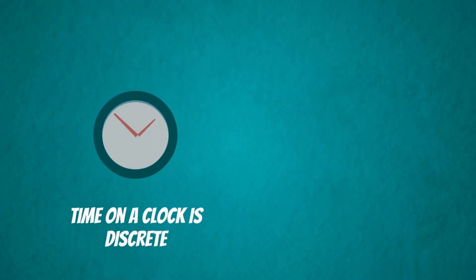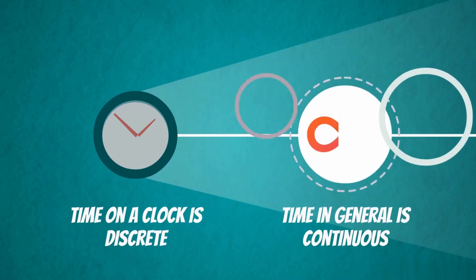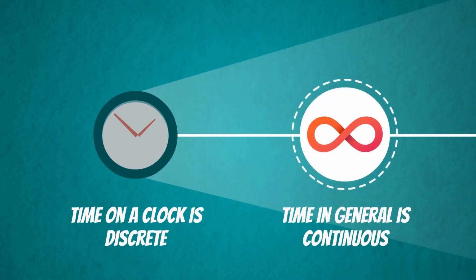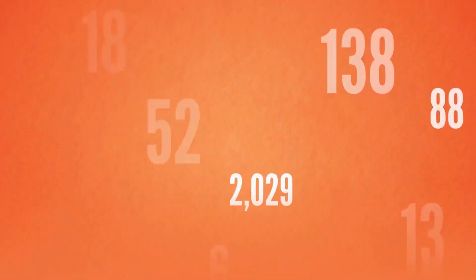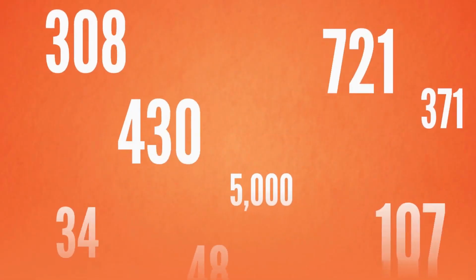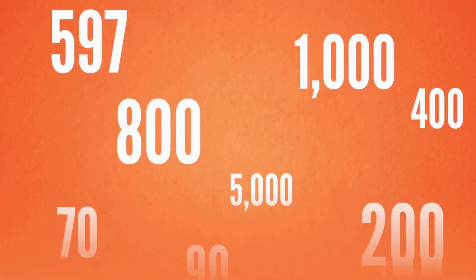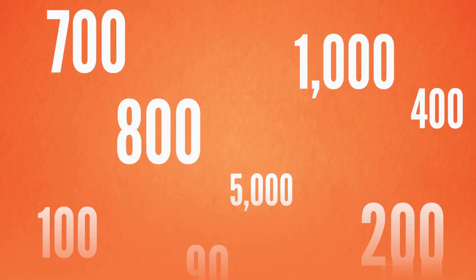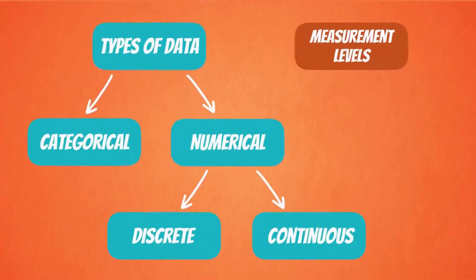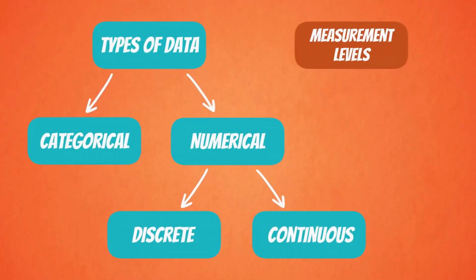Time on a clock is discrete, but time in general isn't. It can be anything like 72.123456 seconds. We are constrained in measuring weight, height, area, distance, and time by our technology, but in general, they can take on any value. All right, these were the types of data. In our next lesson, we will explore the levels of measurement.